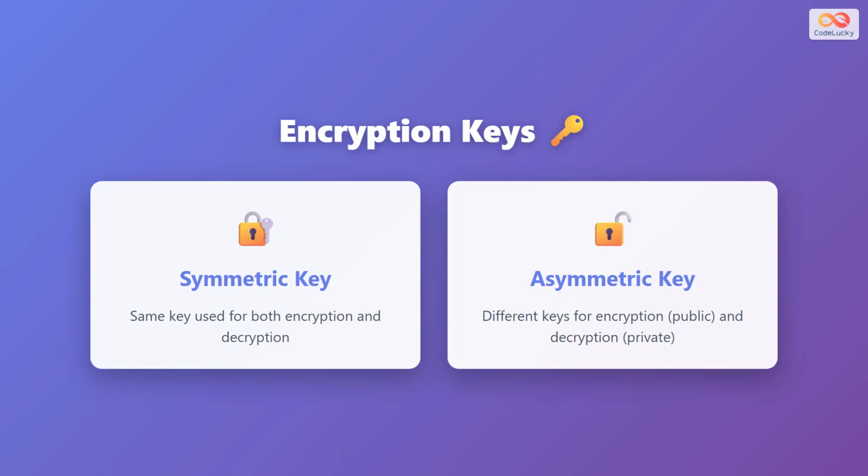Encryption relies on keys, which are like digital passwords that control the encryption and decryption process. There are two main types of encryption keys. Symmetric key encryption uses the same key for both encrypting and decrypting data. It's like having one key that both locks and unlocks a door. Asymmetric key encryption, on the other hand, uses two different keys: a public key for encryption and a private key for decryption. The public key can be shared with anyone, while the private key must be kept secret.